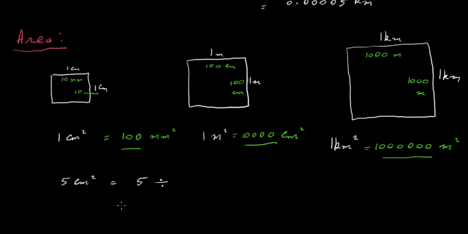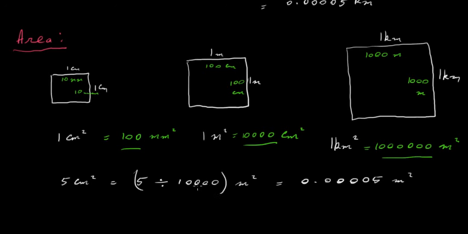So 5 centimeters squared. One meter squared is 10,000 centimeters squared. So we want to change centimeter squared to meter squared. So what we're going to do is divide by 10,000, and that will be our meter squared here. So if you do that, you get 0.00005 meters squared. The decimal point was here, so we go back 1, 2, 3, 4, 5.